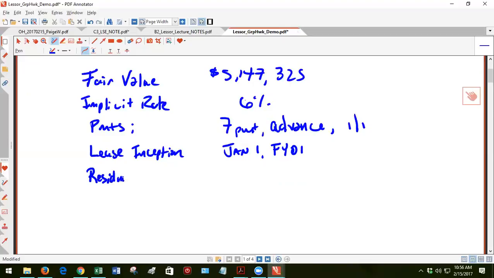The residual value is 411,786. And it doesn't matter if it's guaranteed, so I won't even put that there. And then the item is returned. That does matter. What other facts do we need to know? We don't need the incremental rate because we're doing a lessor problem. Lessor always uses the implicit rate.